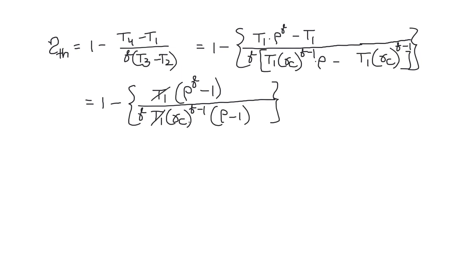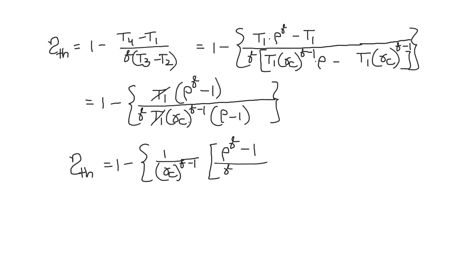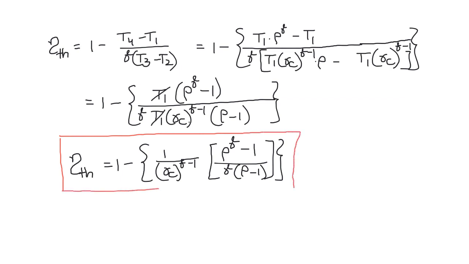From this, we can write thermal efficiency as 1 minus 1 by Rc power gamma minus 1, into (rho power gamma minus 1) by gamma into (rho minus 1). So this is the formula for thermal efficiency. This thermal efficiency can also be called the air standard efficiency of the cycle, because here we use only air as the working substance.